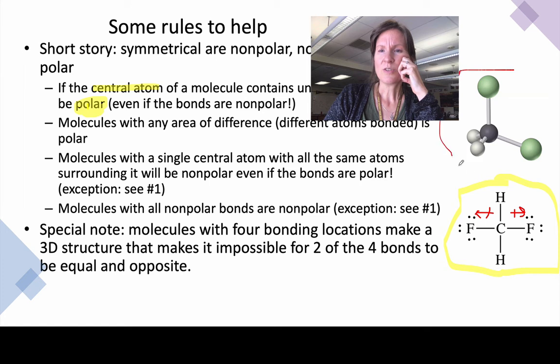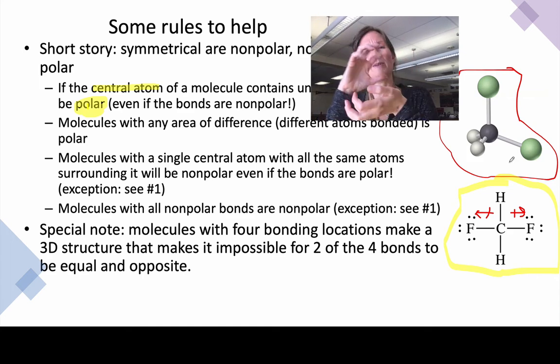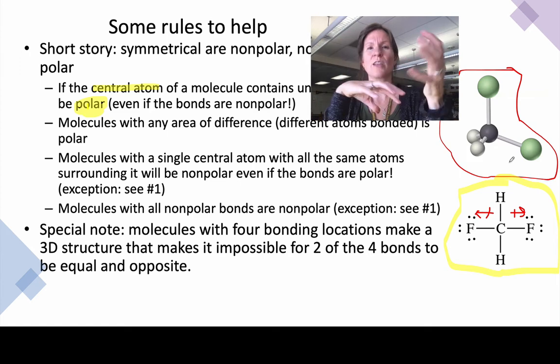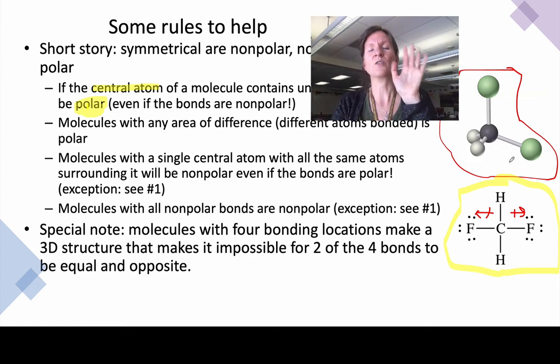So I show you the three-dimensional object up here to help you understand what it actually looks like. So in reality, in three-dimensional space, those four bonds don't arrange in a flat way. They arrange three-dimensionally. So there's no way to get those bonds across from each other.